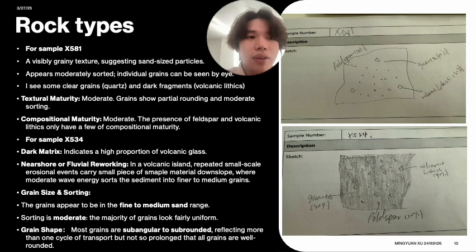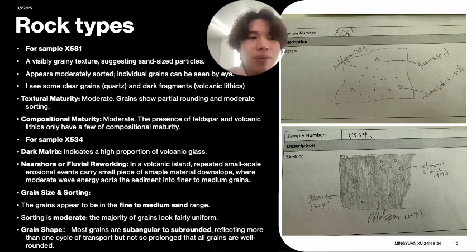Like we're talking about rock types, for example, sample 581 has a visible grain texture such as sand-sized particles, and it appears moderately sorted; individual grains can be seen by us. And I can see some clear grains such as quartz and dark fragments such as volcanic lithics, and its textural maturity is moderate because grains show partial rounding and moderate sorting, and its compositional maturity is moderate because the presence of feldspar and volcanic lithics only adds a little compositional maturity.